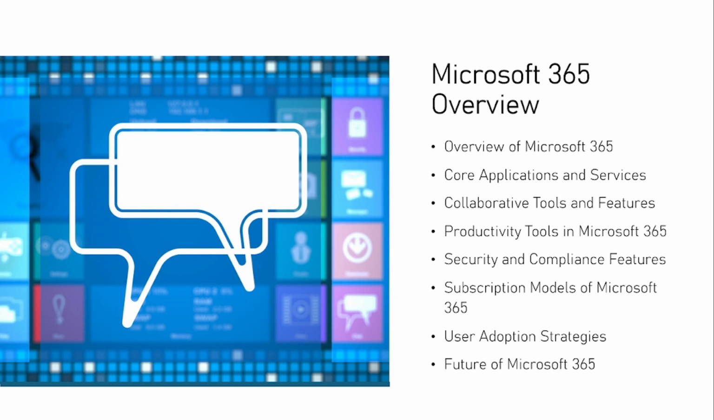The course outline are: 1. Overview of Microsoft 365, core application and services, collaborative tools and features, productivity tools in Microsoft 365, security and compliance feature, subscription models and Microsoft 365, user adoption strategies, future of Microsoft 365. Additionally, we will have our take-home assignments and a snippet of our next class.